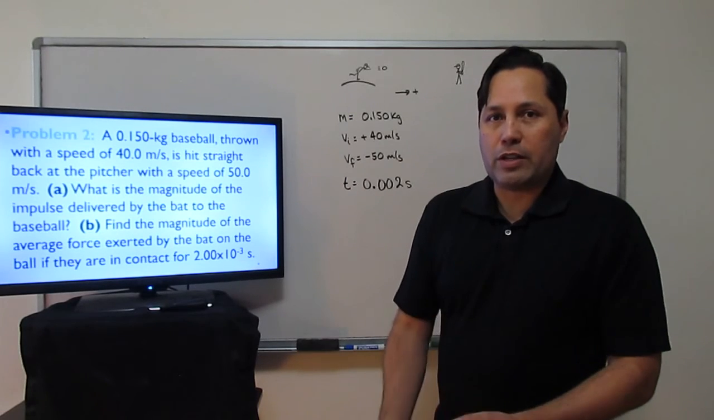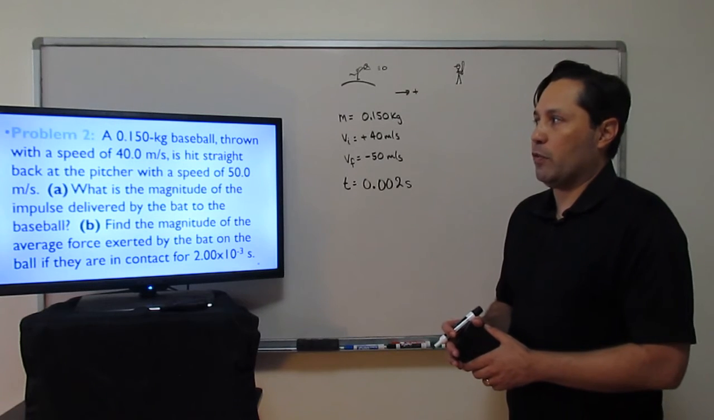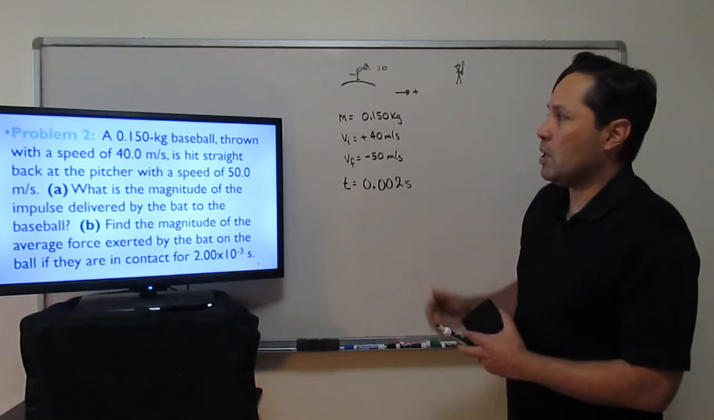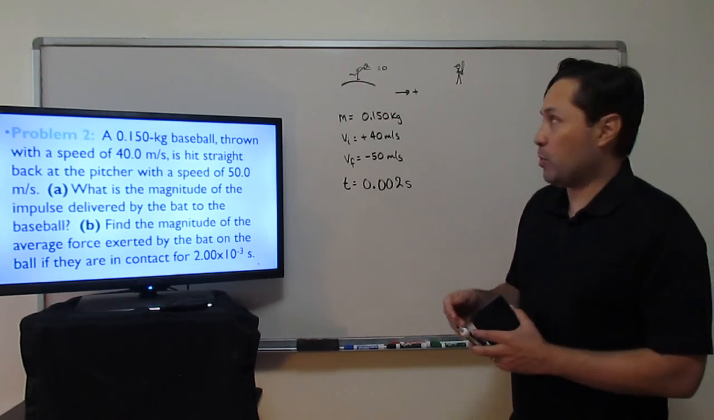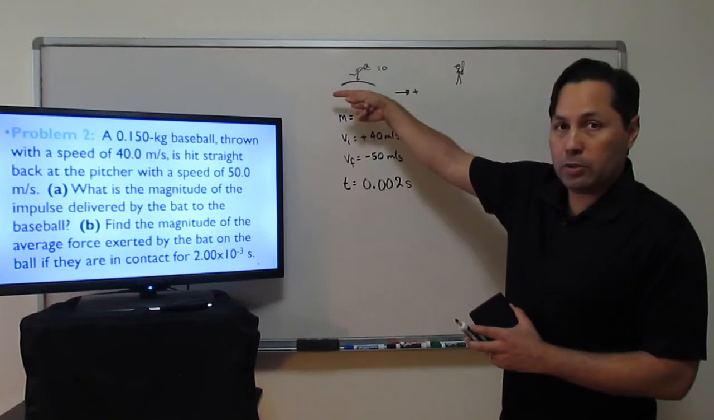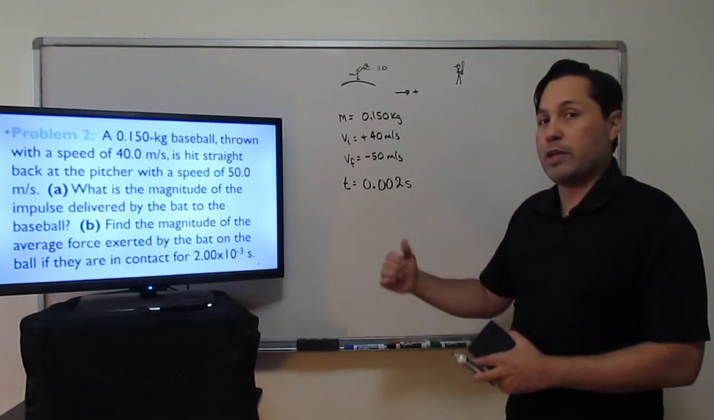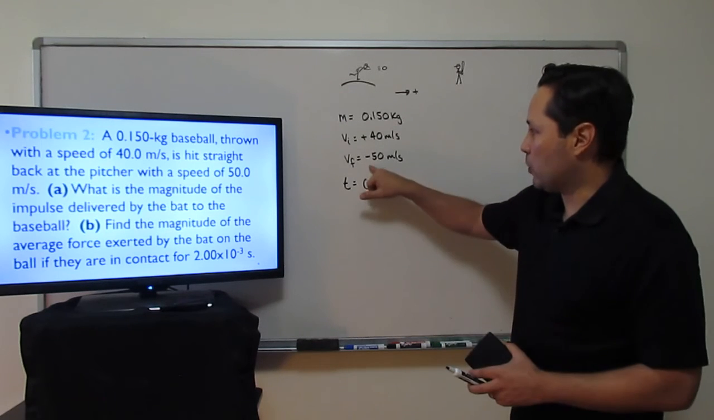In problem number 2, we're asked the following question. A 0.15 kilogram baseball is thrown at a speed of 40 meters per second. We're going to say that's to the right, and that's the positive direction. And it is hit straight back to the pitcher at a velocity of 50 meters per second. So that's in the other direction, to the left. So our initial velocity is 40 meters per second to the right, and our final velocity is 50 meters per second to the left, so therefore it's got a negative.